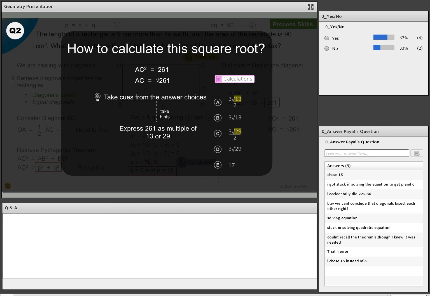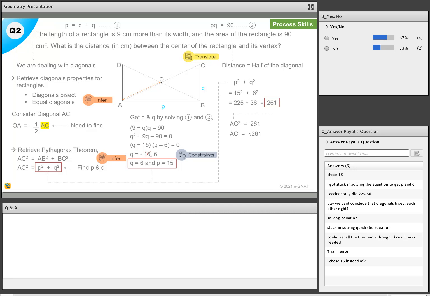Again, utilize appropriate strategies to make your life easier. This is something that we cover throughout the course as we go through various ways of enhancing your ability to do calculations. So express 261 as a multiple of 13 or 29. When we do that, we realize that 261 is a multiple of 29, and you can take 3 common. What you get is OA is equal to 3 square root of 29 divided by 2.